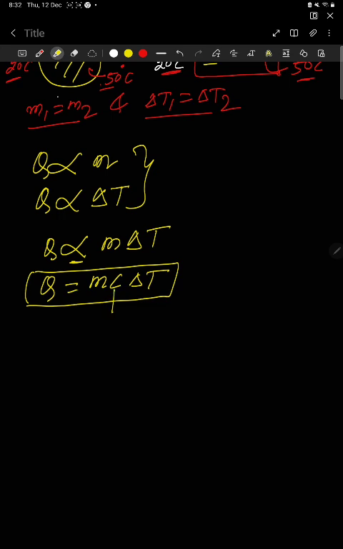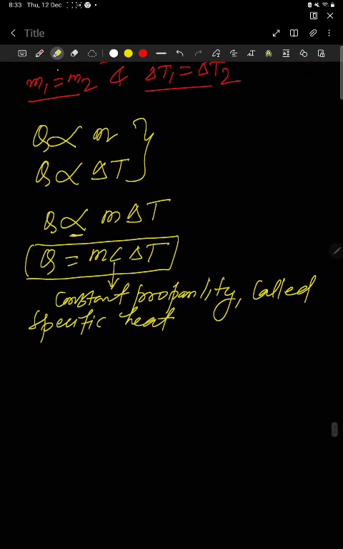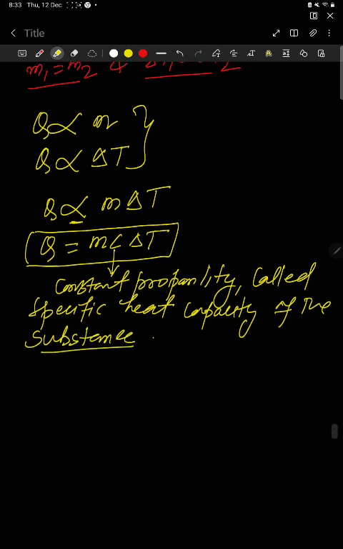In this case, this C is the constant of proportionality, and it is called the specific heat capacity of the substance. So this is the specific heat capacity.